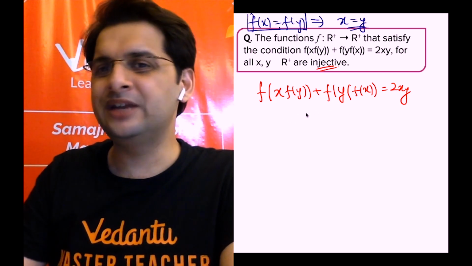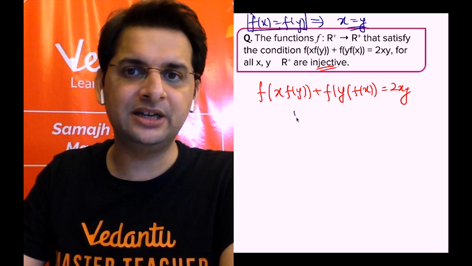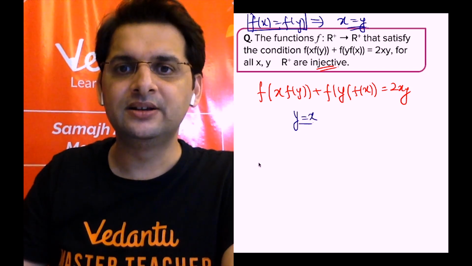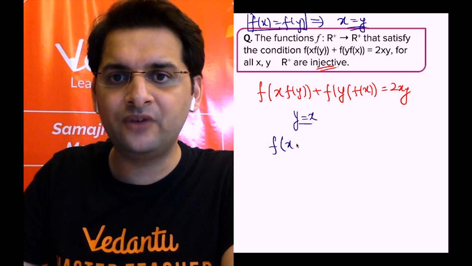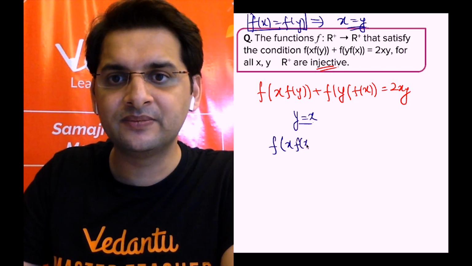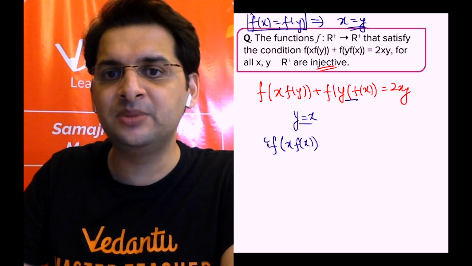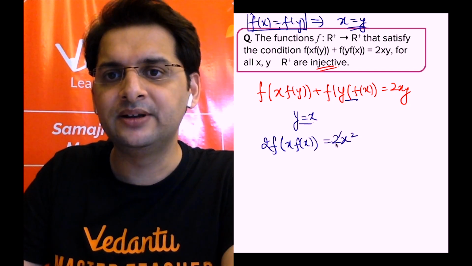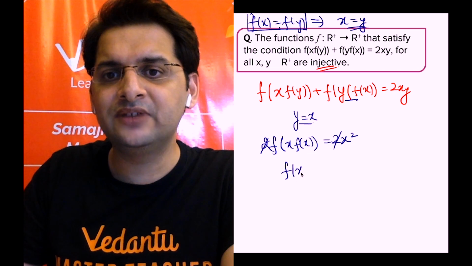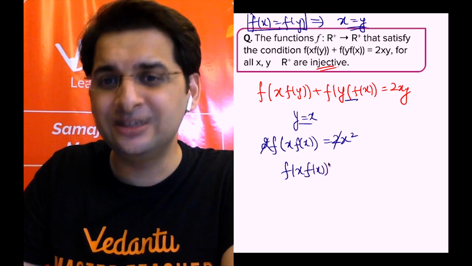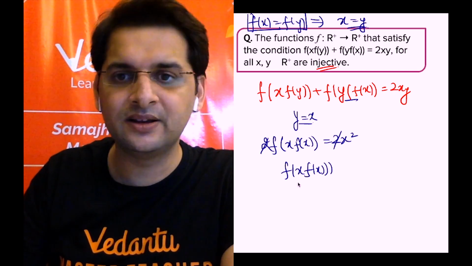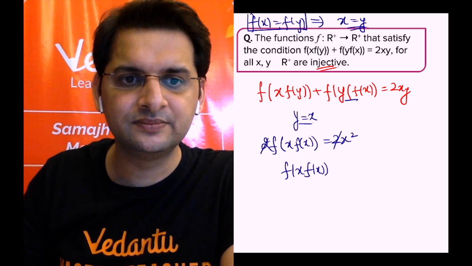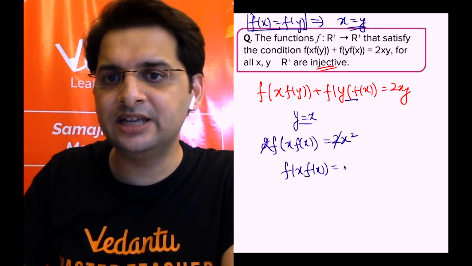Now, again, there are two variables, so try to eliminate one of them. Let us put y is equal to x. If you put y is equal to x here, we get f of x times f of x, and this would become the same, so this will be 2 is 2x square. The 2 gets cancelled out, so we are left with this function, which is a relatively easy looking function as compared to the one given in the question. All right. So this is equal to x square.